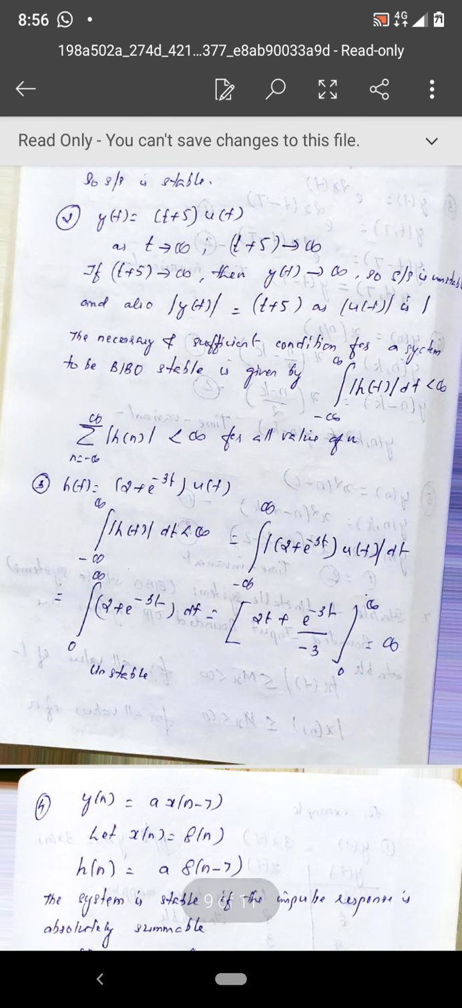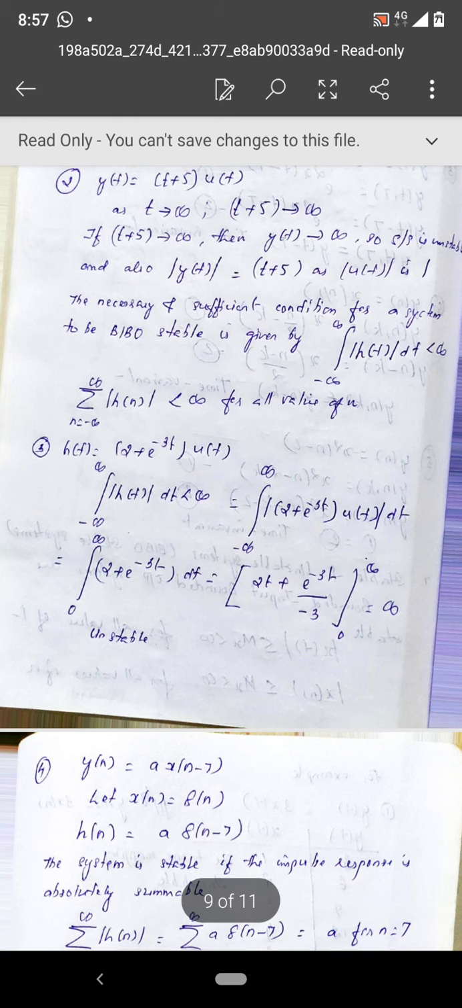Okay, now we'll see example 3, that is h of t is equal to (2 plus e raised to minus 3t) multiplied by u of t. I told you that whenever you multiply a signal with u of t, you are ensuring that the signal is a causal signal, that is, a right-sided signal. So even if you perform the integration from minus infinity to plus infinity, as you are multiplying with u of t, the limits change to 0 to infinity, because u of t does not have any value less than 0. So there is no meaning in performing integration from minus infinity to 0. Rather, it should be from 0 to infinity.